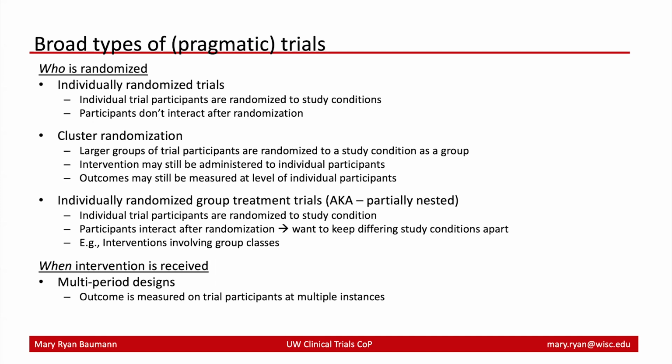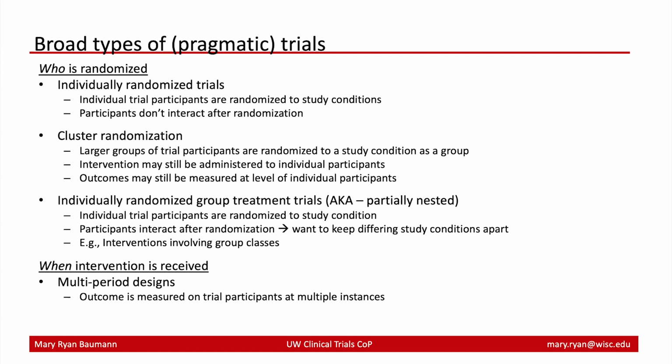An area that I do a lot of work in is cluster randomization, where instead of randomizing individuals to a study condition, you're instead randomizing larger groups of trial participants as a group to a study condition. This can be a setting where the intervention is administered at the group level, or it can still be administered to individual participants. And you can have outcomes that are measured either at the individual level or the greater cluster level. So you might think of this as randomizing providers and all of the patients that provider sees, or maybe randomizing a clinic along with all of the providers and all of the patients who are part of that clinic.